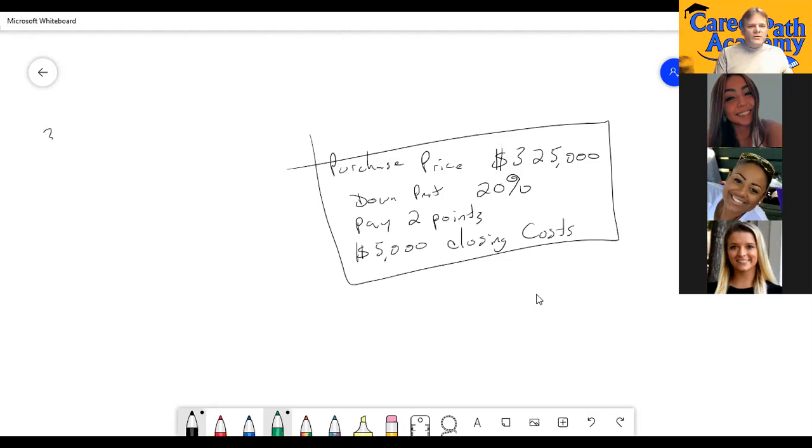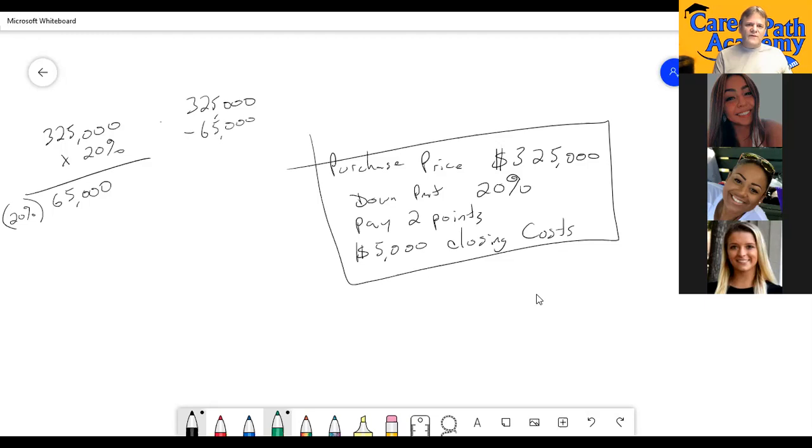So it's $325,000 times the 20%. What is that, 65,000 it came out to? Yep. So this is the 20%. And then you take the $325,000 minus that 20% down payment of $65,000 to find out what your loan amount is. And what is that, 260? It's $260,000.